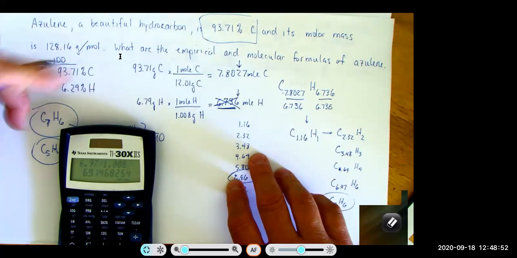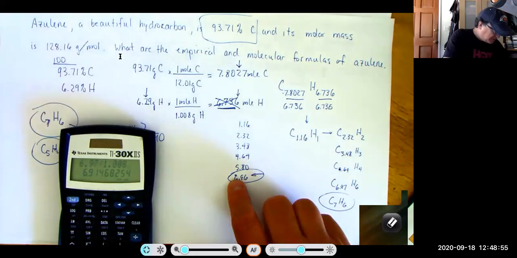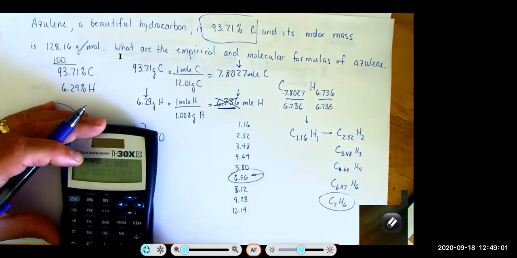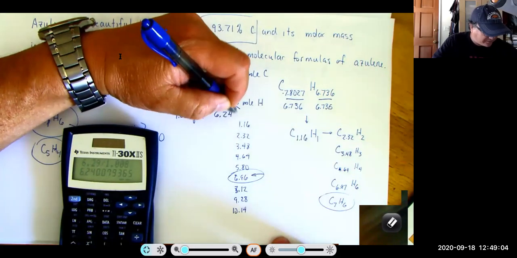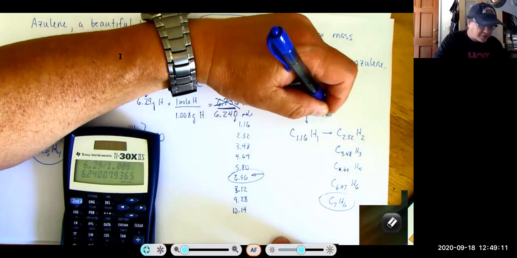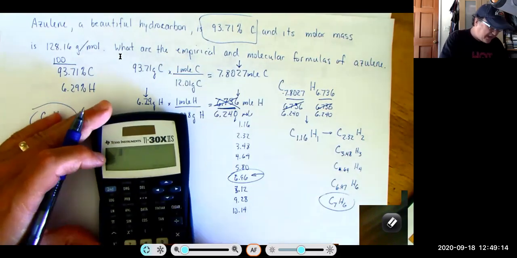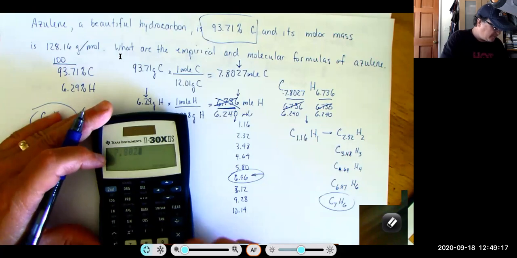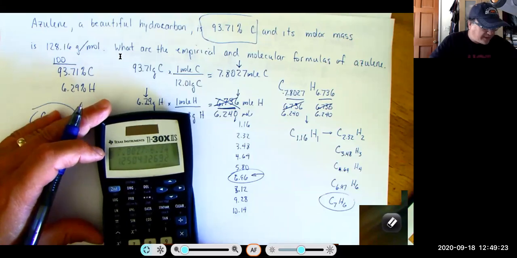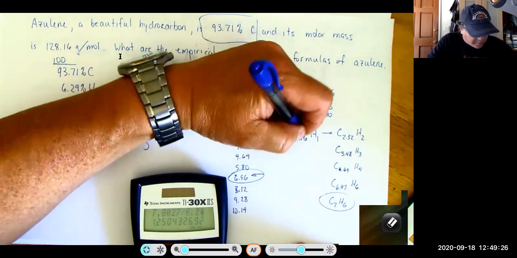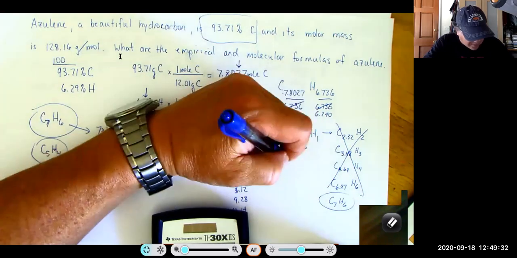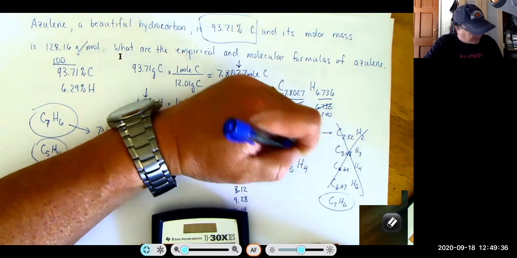It's 6.229. This is the problem. Yeah, 6.29. That's the problem. Okay, so we get 6.240. So 6.240, 6.240, and this will probably come out nicer. So 7.8027 divided by 6.24. And here we get C1.25H1, which becomes pretty apparent that we multiply by 4 and we get C5H4 is the empirical formula.